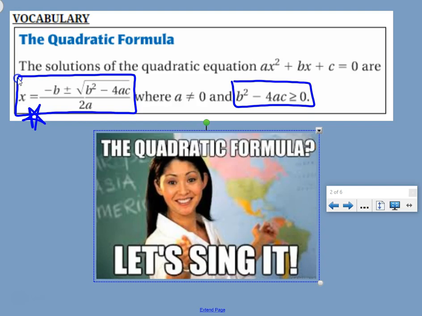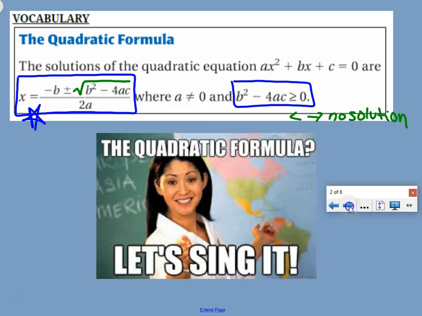Now, that has to be greater than or equal to 0 because it is underneath the radical. Anything underneath the radical needs to be greater than or equal to 0. Otherwise, we would have no solution. So if it's less than 0, that's going to be a no solution.